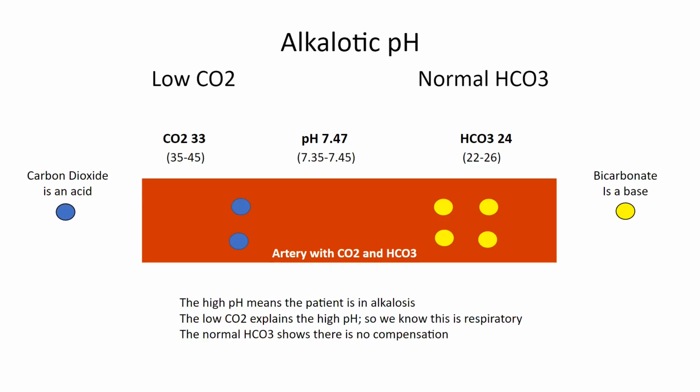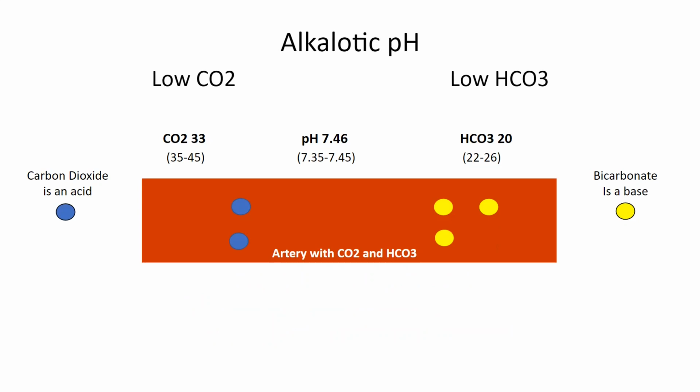The low CO2 explains the high pH, so we know this is respiratory, right? If HCO3 was high, this would be alkalosis, but there is a low CO2 causing the alkalosis. So we know this is respiratory. The normal HCO3 shows there is no compensation. This is uncompensated respiratory alkalosis.